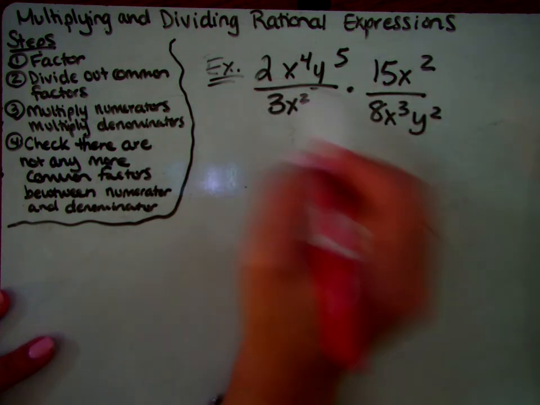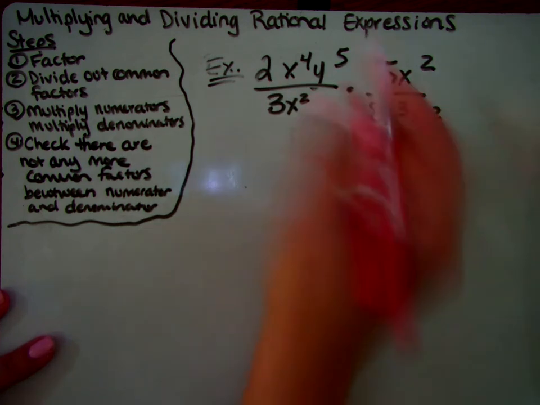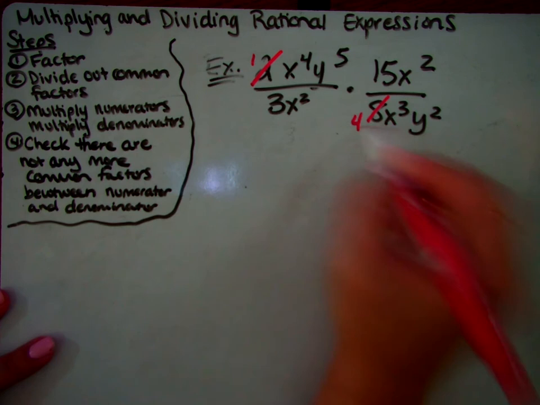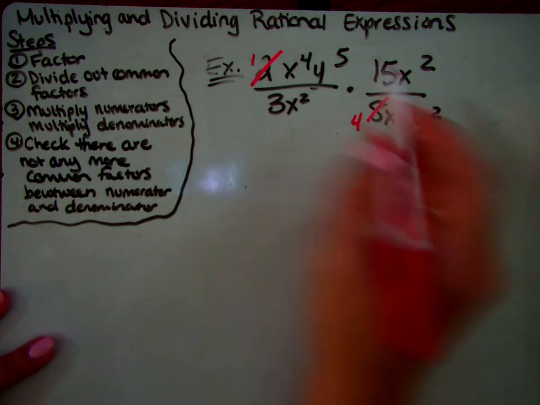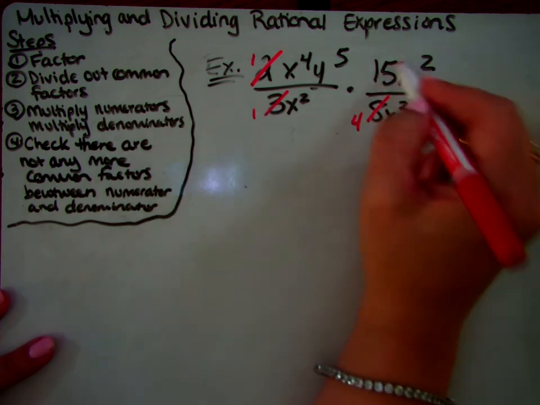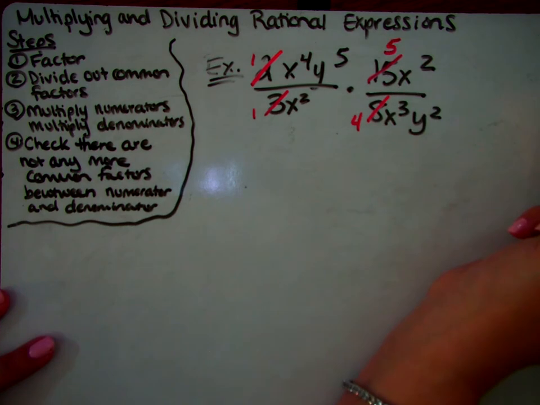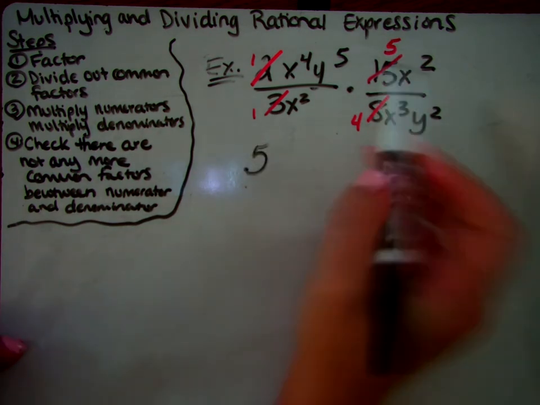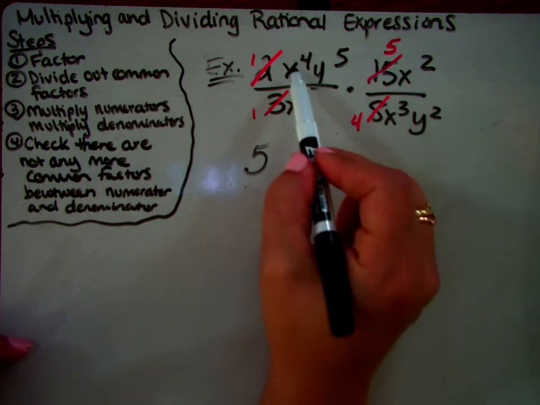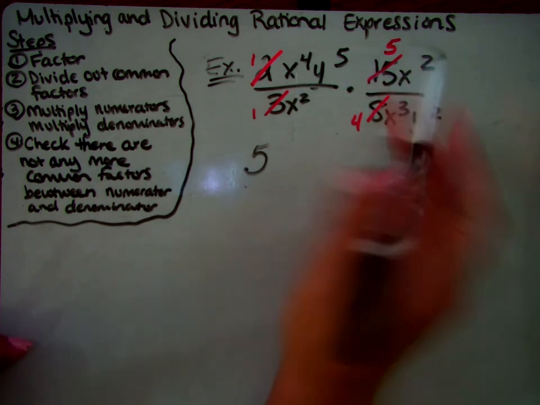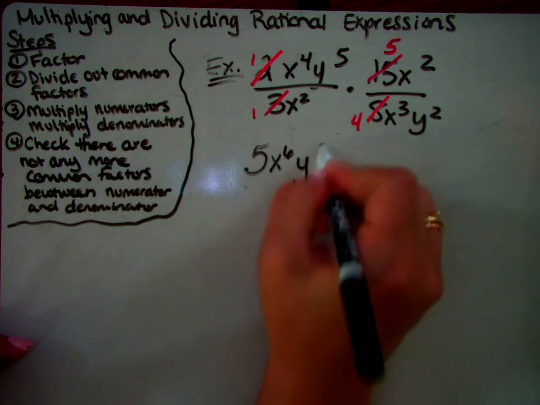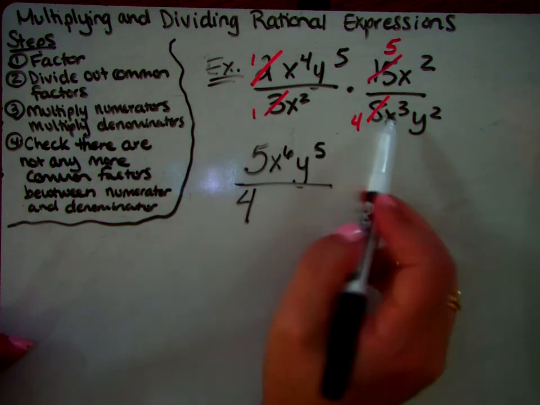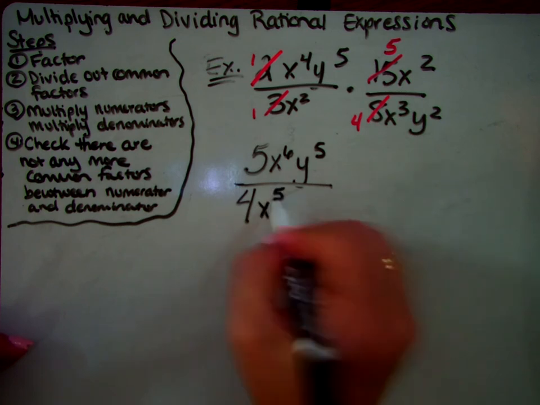So I'm looking for tops and bottoms. I have a 2 over 8. I can divide both of those by 2. That becomes 1. This becomes 4. I can divide a 3 and a 15 both by 3. That becomes 1. That becomes 5. And I'm going to rewrite it. So on the top, my number is 5. My x's, when we multiply, we add our exponents. So 4, 5, 6. We have 6 x's. We have 5 y's. Down here, my number is a 4. X's, I have 2 plus 3, so I have 5 x's down here, and I have 2 y's.